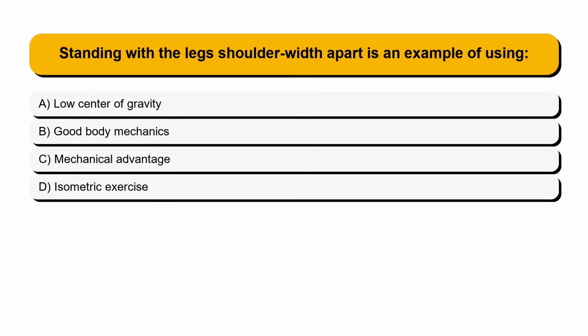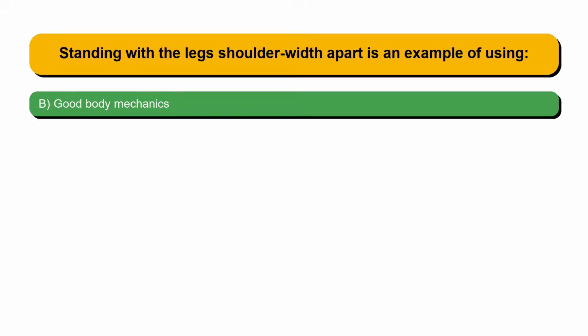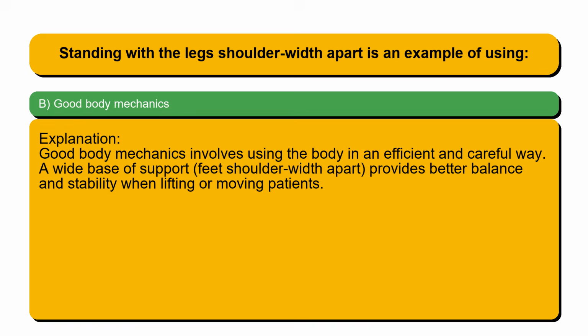Question 14. Standing with the legs shoulder-width apart is an example of using option A, low center of gravity. Option B, good body mechanics. Option C, mechanical advantage. Option D, isometric exercise. The correct answer is option B, good body mechanics. Good body mechanics involves using the body in an efficient and careful way. A wide base of support, feet shoulder width apart, provides better balance and stability when lifting or moving patients.